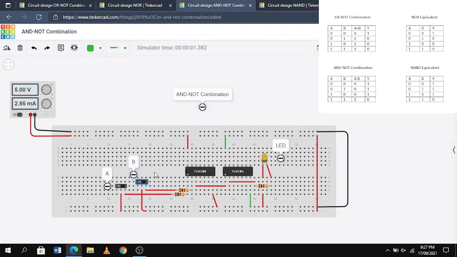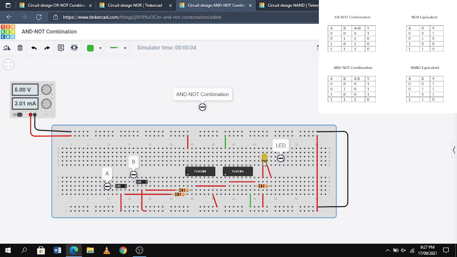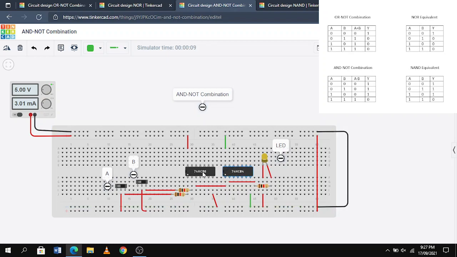So with both switches at logic 0, we can see that the LED is at logic 1. That is because of the presence of the inverter. When it passes through the AND gate, it must be 0, right? Because of the AND nature of the AND gate. So with the help of the hex inverter, the NOT gate, that 0 output coming from the AND gate will be flipped and will make the LED at logic 1.